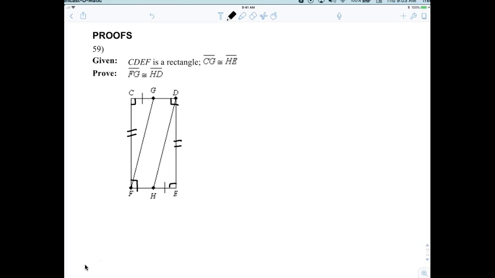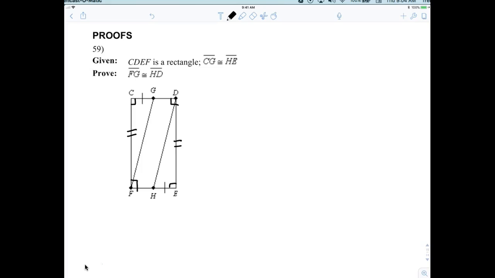So again, the statement would be given CG is congruent to HE and it's a rectangle. But you can't just say side, angle, side. You have to say that angle C and angle E are right angles. The angles are right angles because it is a what? Rectangle. It is the definition of a rectangle. Then you have to say angle C is congruent to angle E because all 90-degree angles are congruent. Is everybody with me on that? 90-degree angles are always congruent.